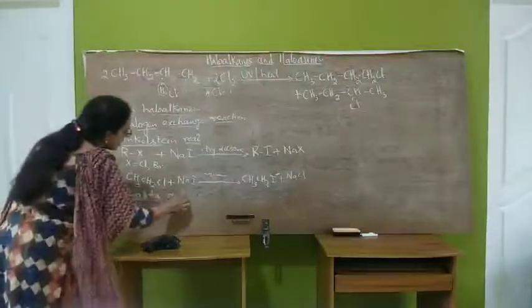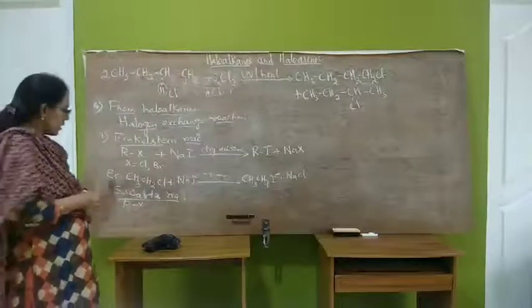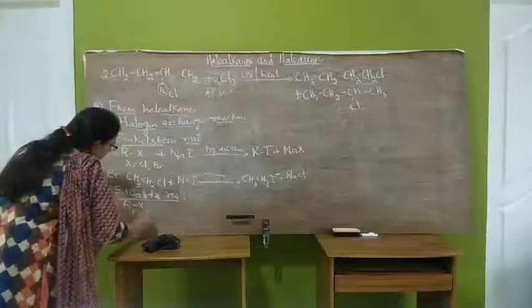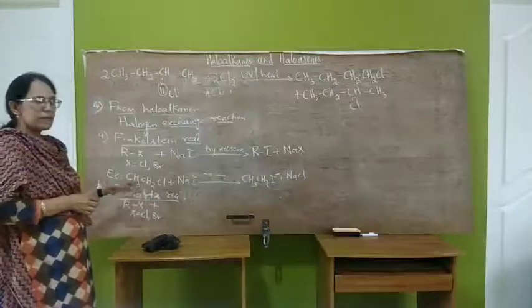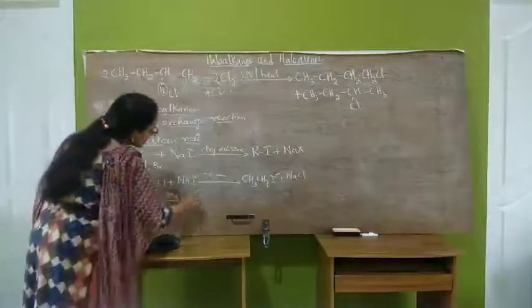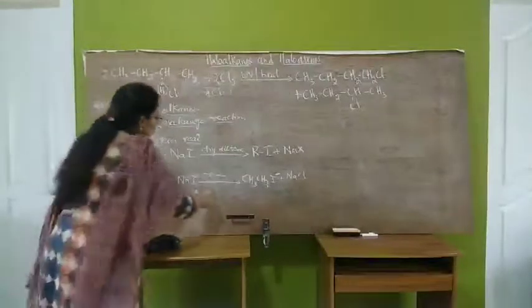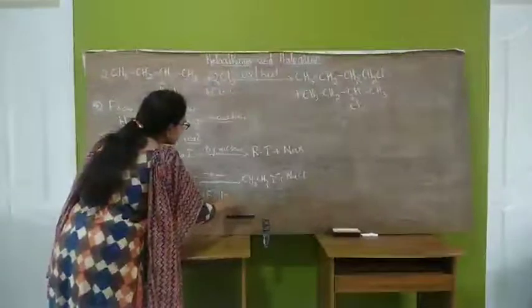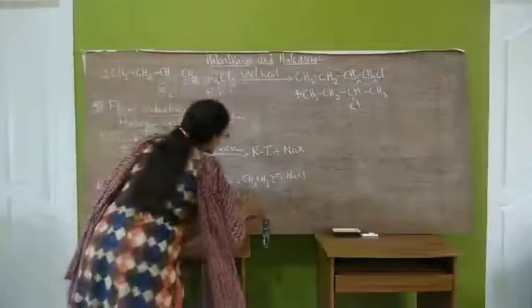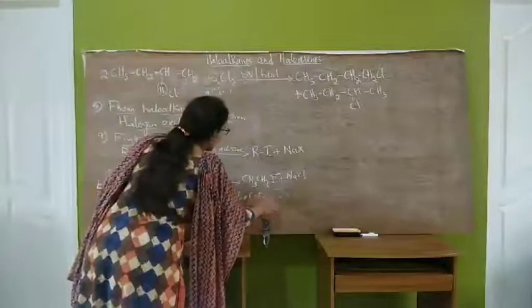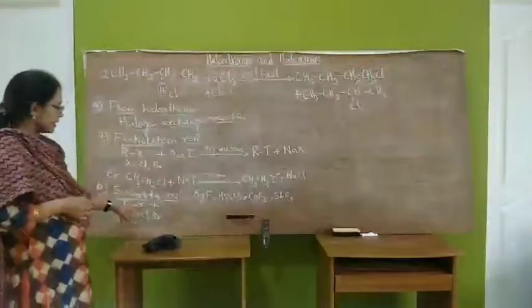That is, alkyl halides, here again X is Cl or Br, react with metal fluorides. The metal fluorides used are silver fluoride, mercurous fluoride, Hg2F2, or cobalt fluoride, that is CoF3, or antimony fluoride. These are the metal fluorides which are used in this reaction.